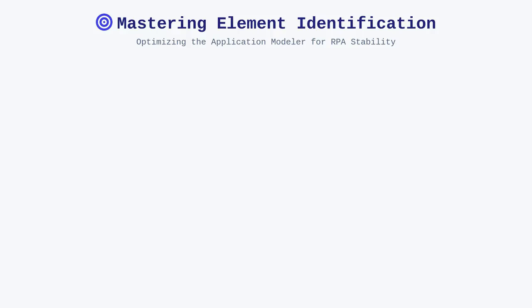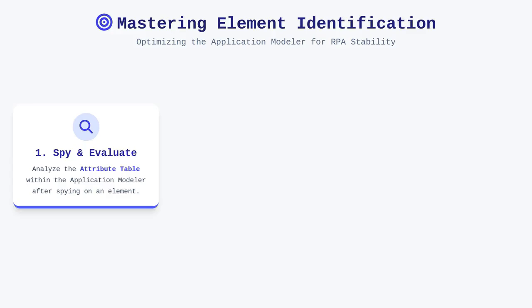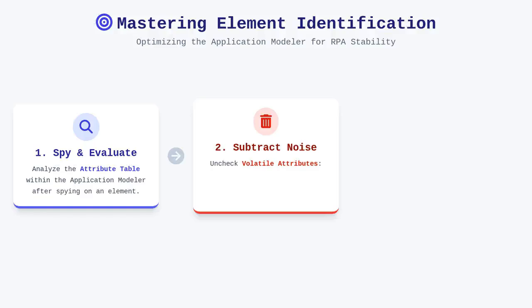To gain control over these dynamic behaviors, you must become comfortable with the attribute table inside the application modeler. Once you've spied an element, you will see a list of attributes that Blue Prism uses for identification, and your first job is to critically evaluate which ones belong and which ones should be discarded. Volatile attributes, specifically those related to coordinates, window handles, or specific session IDs, are usually the culprits behind broken automations.